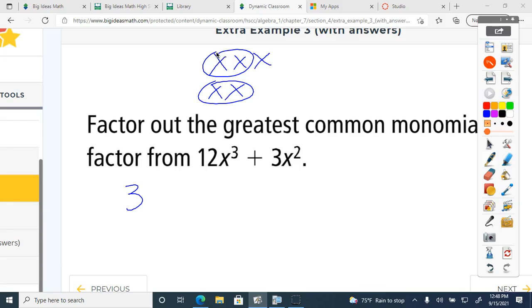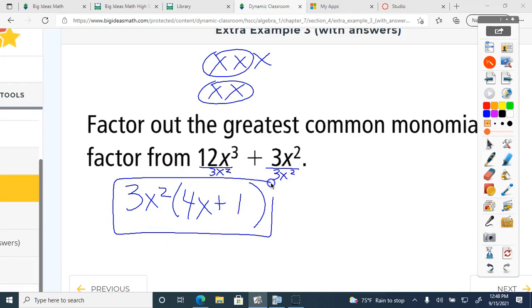Everybody with me? So x squared, and then what's going to go in the parentheses? Well, we're going to divide by 3x squared. 12 divided by 3 is 4. X to the third over x squared is just x. Divide that by 3x squared, that is just 1. And we have just taken out the greatest common factor and factored it. Will you always get just the number? You should if you do it correctly, yes.